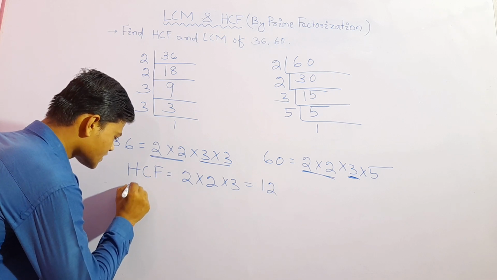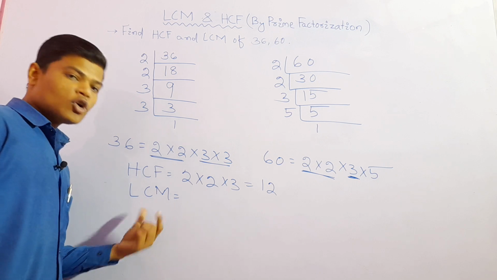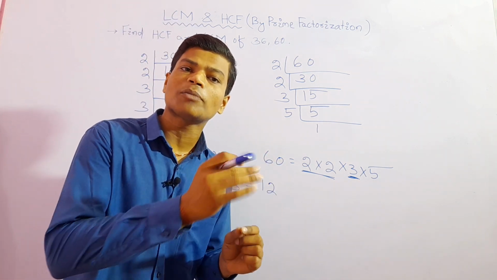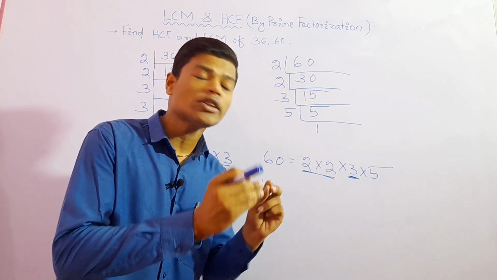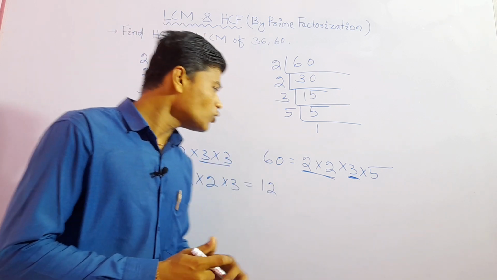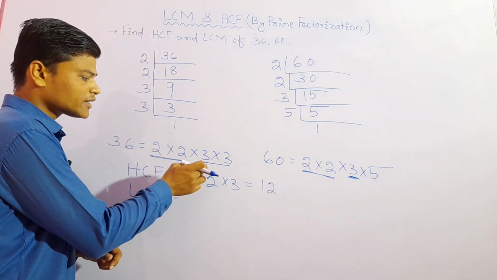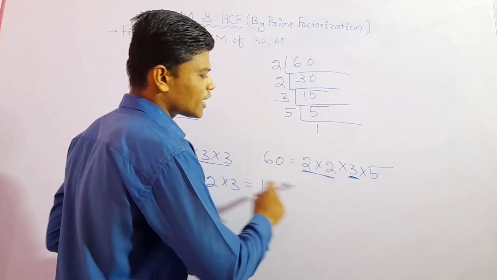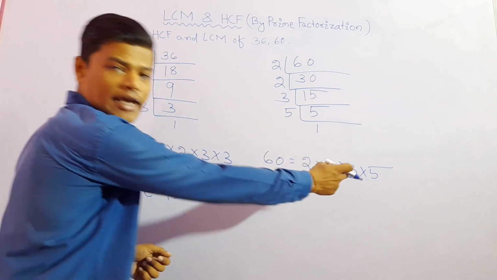Now LCM. Now look, when we are finding LCM, we have to consider all the different prime factors which exist in both of the expressions of the numbers. Not only the common ones, we have to consider all the prime factors which exist in both expressions. Now look, what are the different prime factors here? Here 2 is multiplied 2 times, 3 is multiplied 2 times. Here also 2 is multiplied 2 times, 3 is 1 time, and 5. That means the different prime factors are 2, 3 and 5.